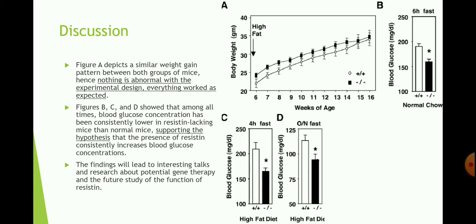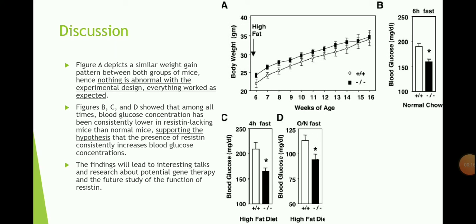So, as you can see in Figure B, when placed on a normal diet between both groups of mice, the normal mice consistently had a higher blood glucose concentration than mice that lacked resistin. Same thing in Figure C with the high-fat diet. Normal mice that had resistin still had a consistently higher average blood glucose concentration than mice that didn't. And in Figure D, following a high-fat diet and a few hours of fasting, blood glucose concentration was consistently higher in normal mice that had resistin compared to mice that didn't.